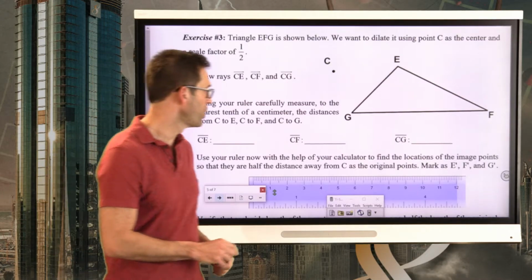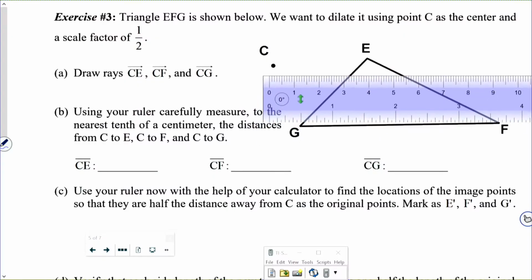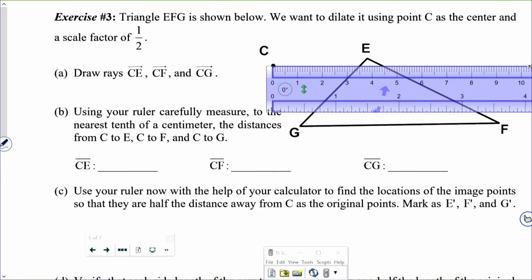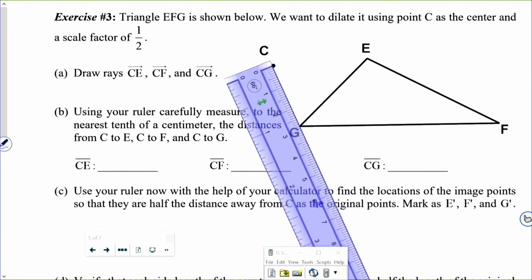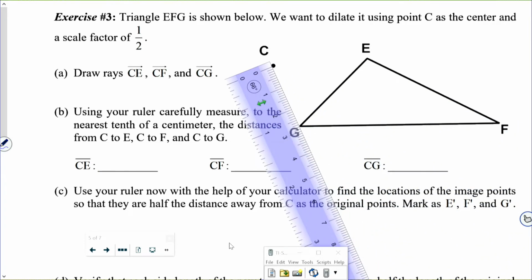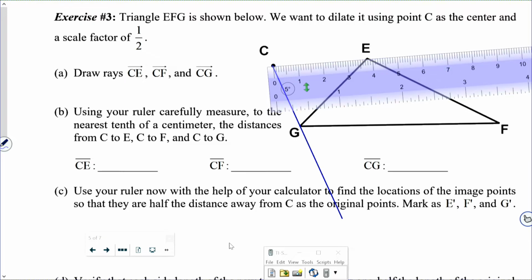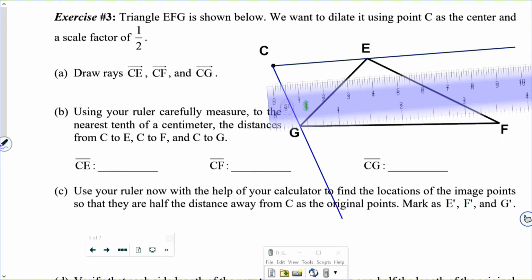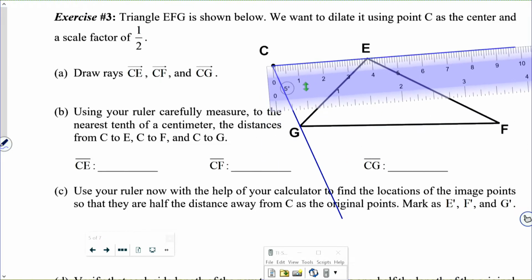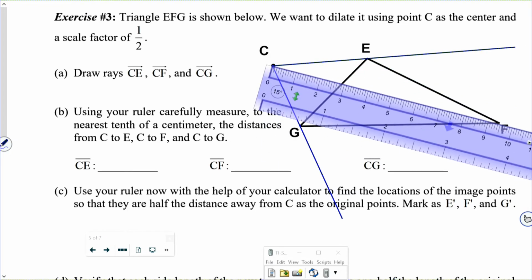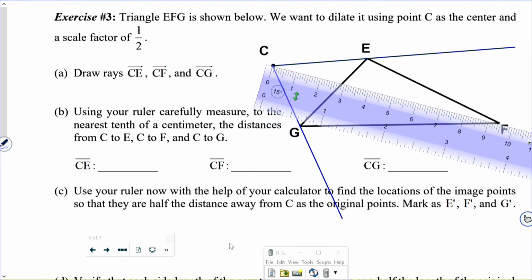All right, let me do it real quickly so we've got them up here as well. I'm going to put my center at C. Draw out ray CG, ray CE, and, whoop, of course I had to move it, and ray CF. All right, so I've got those rays in.